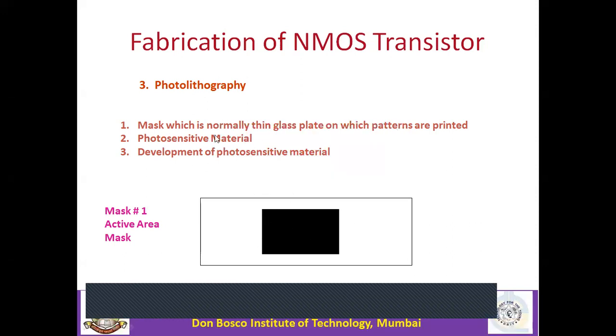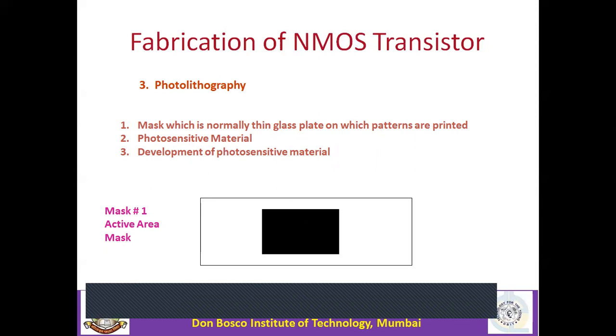Then we deposit photosensitive material. Photosensitive material means it changes its chemical properties when exposed to ultraviolet radiation. If it is soft initially, it becomes hard, or if it is initially hard, then it becomes soft. So that is photosensitive material.